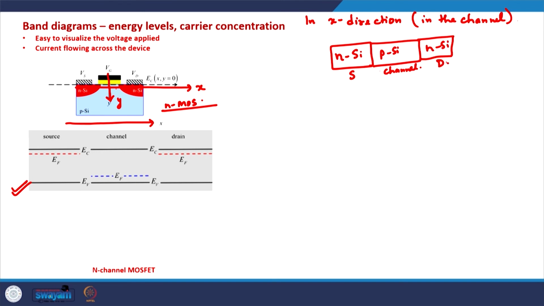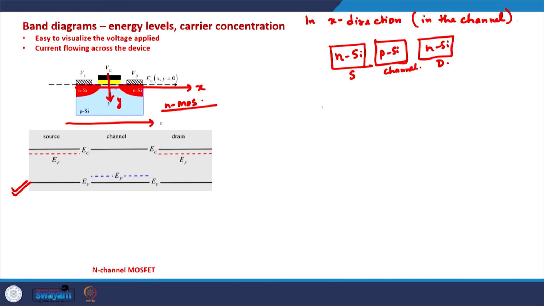Okay. Let's assume for a moment that they are not joined with each other. In that case, all these three types of materials are far apart from each other. The situation will be something like this. We will have n silicon, p silicon, and n silicon far apart from each other.